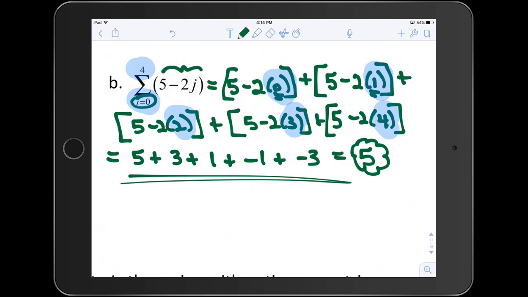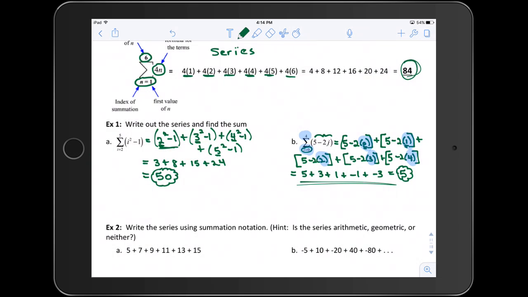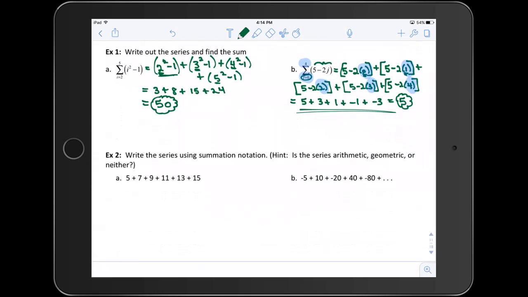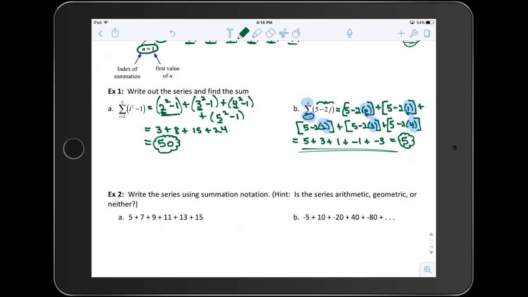Okay, so summation is kind of fun, pretty straightforward. Now, the interesting thing is we are taking summation or sigma notation, writing it out, expanding it out, and finding the sum. Can you do the reverse? Can you go from a series, because a series is just a sequence with addition signs between it, and write it into summation notation? Well, that's what we're going to try next.